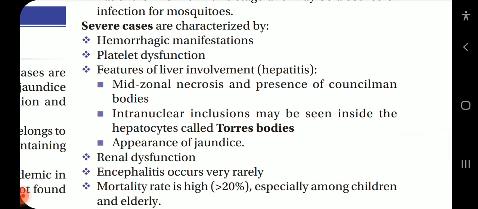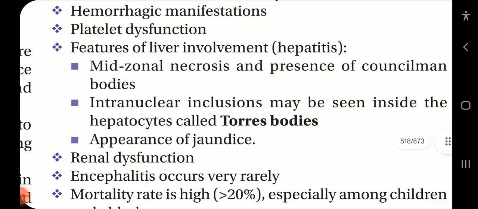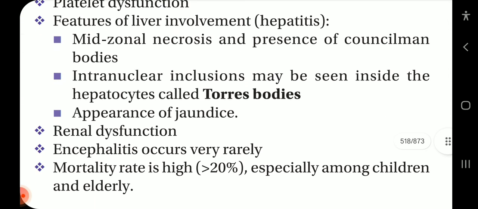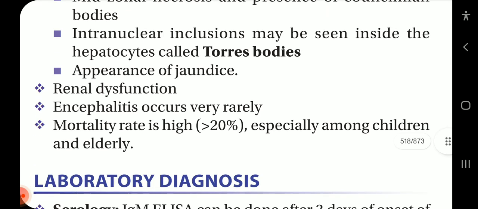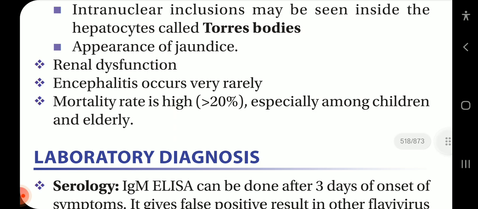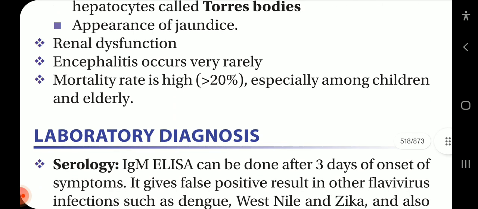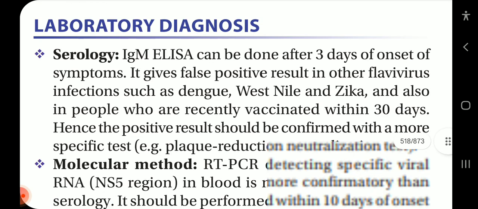Severe cases are characterized by hemorrhagic manifestation, platelet dysfunction, features of liver involvement, hepatitis, mid-zonal necrosis, and the presence of Councilman bodies. Intranuclear inclusions may be seen inside hepatocytes, called Torres bodies. Appearance of jaundice. Renal dysfunction. Encephalitis occurs very rarely. Mortality rate is high, more than 20%, especially among children and elderly.